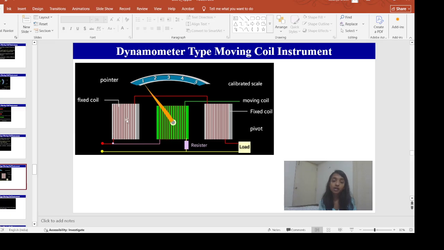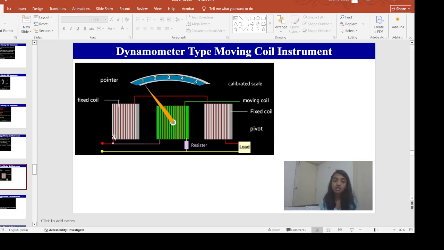Here we have the fixed coil. The fixed coil is split into two equal parts. These two are my fixed coil. In between we have the moving coil. This moving coil is wound on a non-metallic former. With this moving coil, a resistor is connected in series to limit the input supply current. With this moving coil, the pointer is attached.